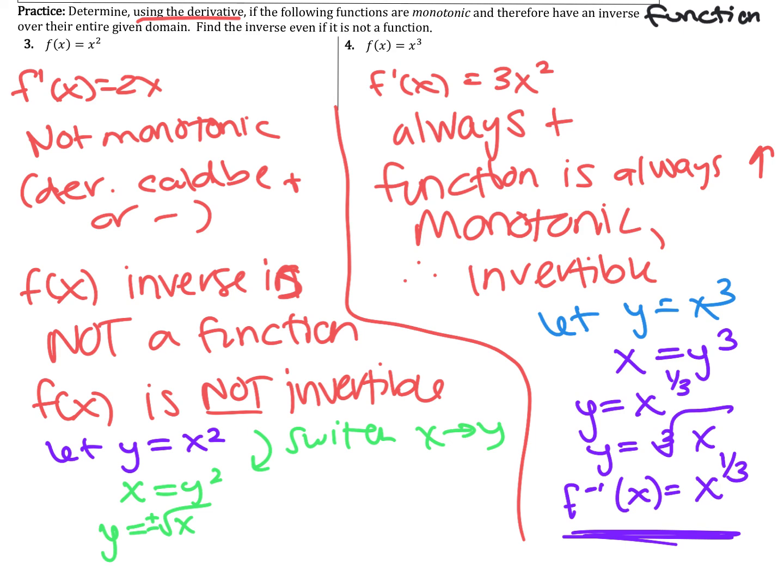We looked at a graph and we switched our x and y values of the graph so that we could graph the inverse. And lastly, we used the derivative to determine whether or not the derivative changes sign tells us whether or not our function is monotonic. And if it's monotonic, then the inverse is also a function.